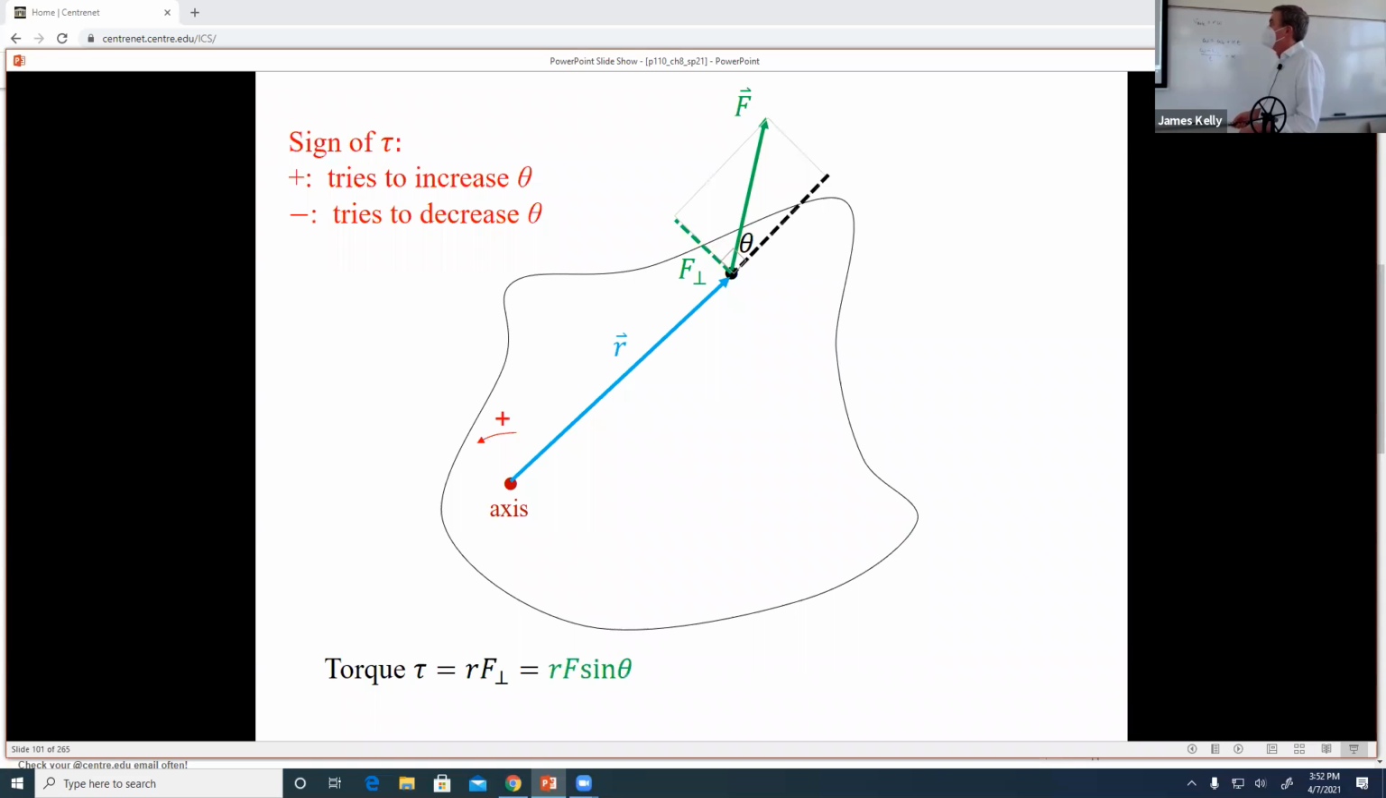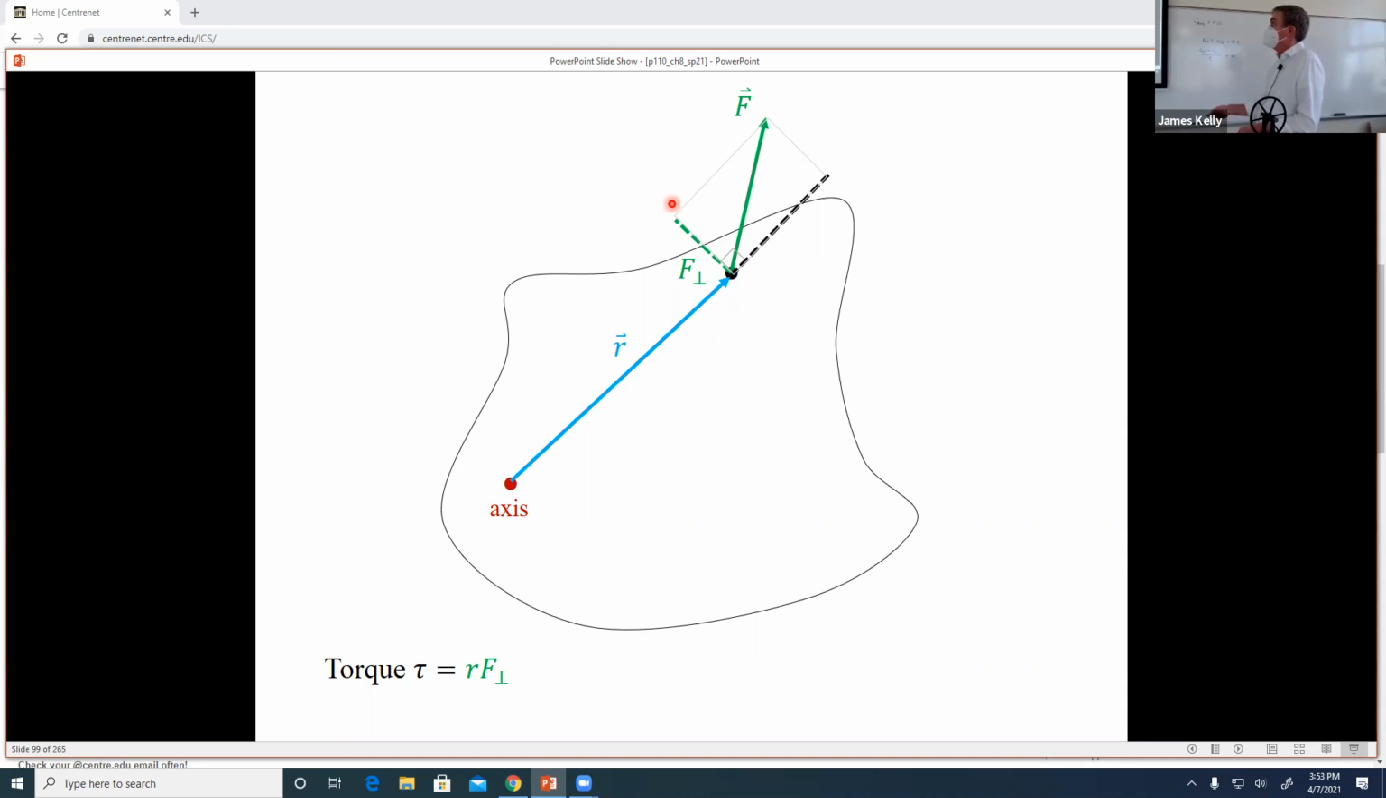Okay, so the torque is going to be defined as the length of this R vector, how far the force is that's applied from the point at which it's applied to the axis of rotation, times the perpendicular component of the force. And perpendicular means perpendicular to the r direction in this case, okay?